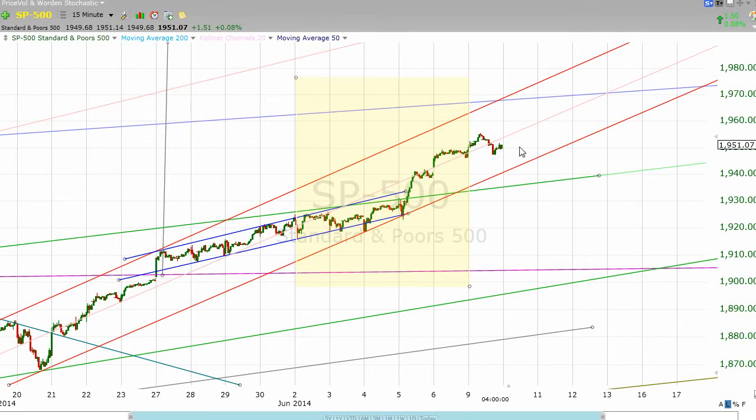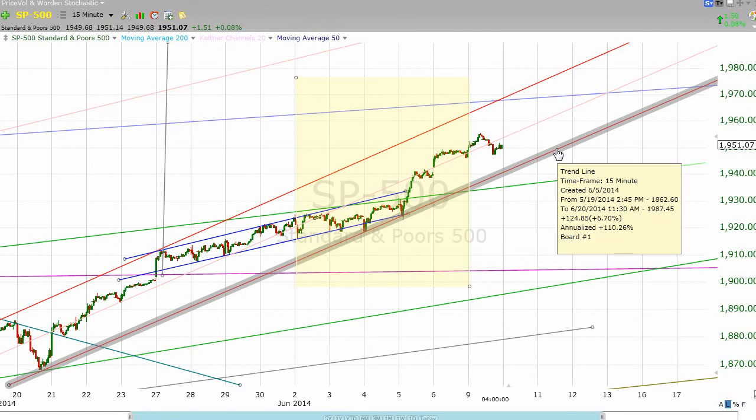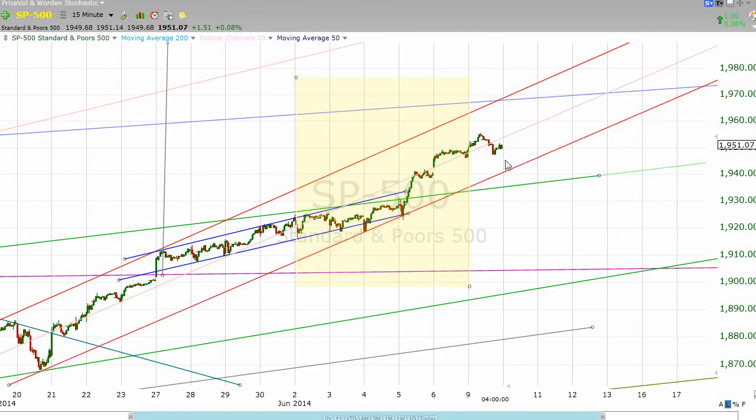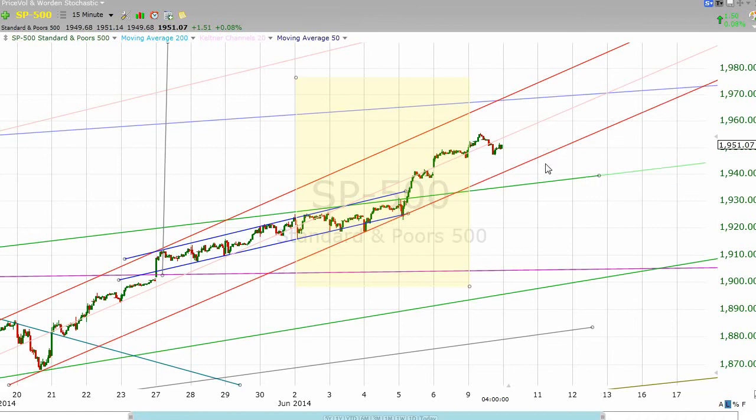So now that we are underneath this midline, I would look to this bottom line right here. Whenever we tag it, assuming we do, and I think that's a fair assumption, then that should be support again. So if it happens, we need to just wait and see if we do get support.